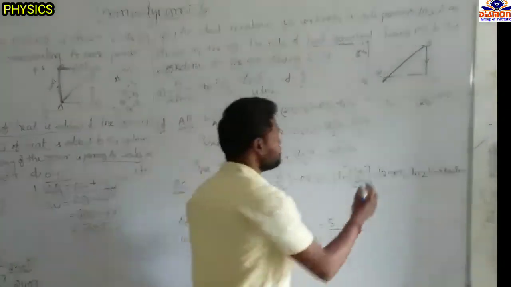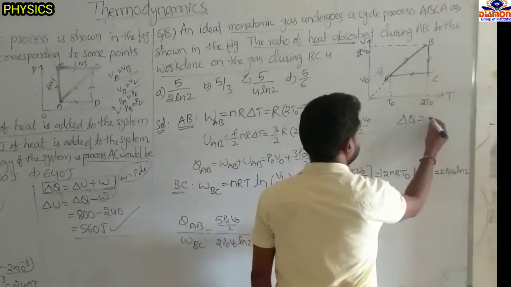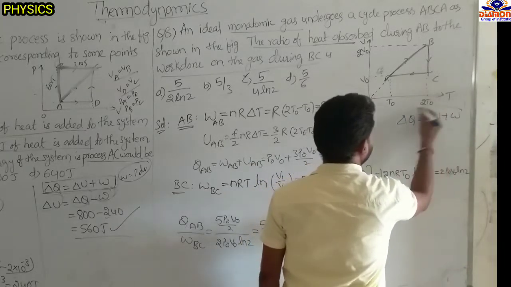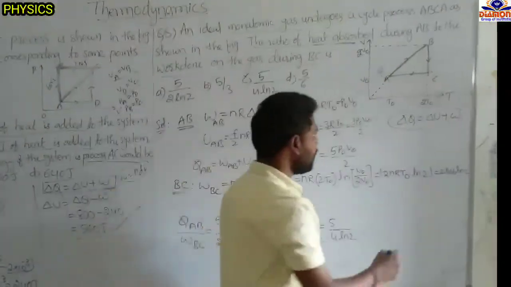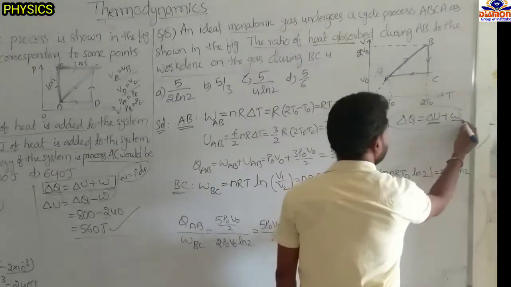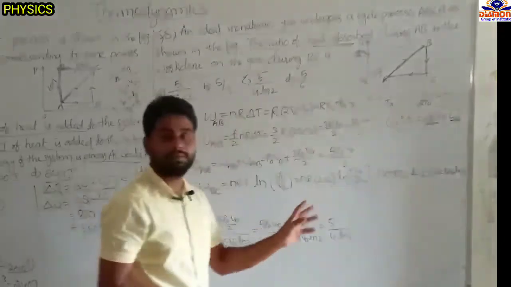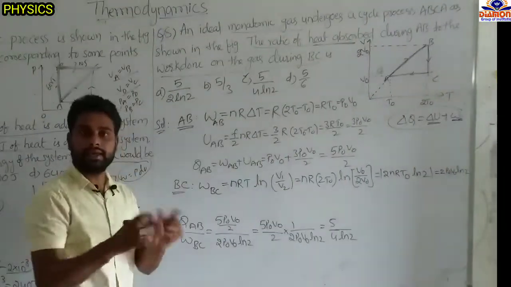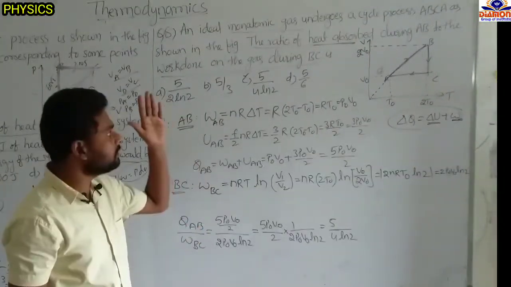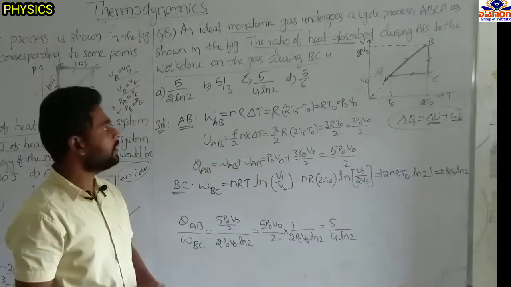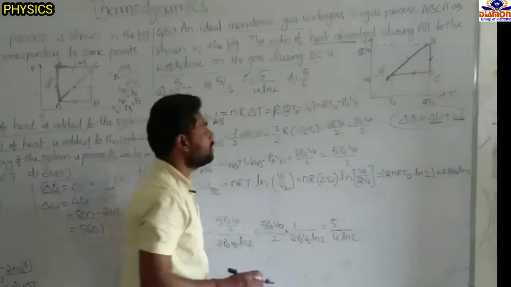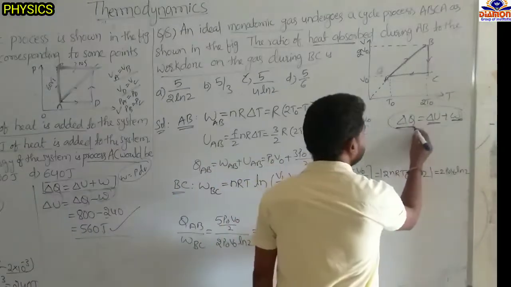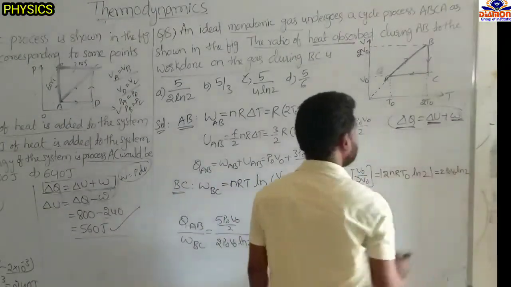To find the heat absorbed, we already know the formula: delta Q equals delta U plus W. To find the heat absorbed, we have to find the internal energy and work done. This is not a PV graph where we find the area under the curve. This is the VT graph. For a PT graph also you have to follow the same procedure.